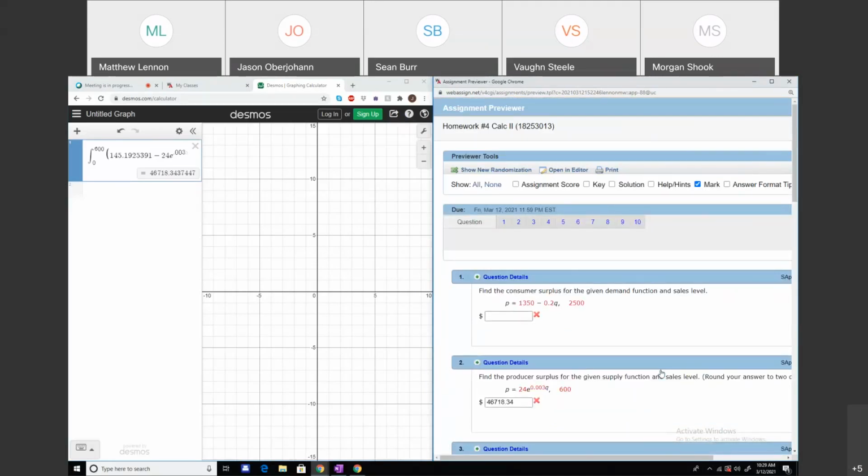Okay, so minus 24 times e to the 0.003x to the 600. So what's gone wrong here? Oh, this should not be a 2. This should be a 1 because I rounded. Okay, so 46,717.74. Okay, so hopefully that's the problem. I punched the wrong number there.